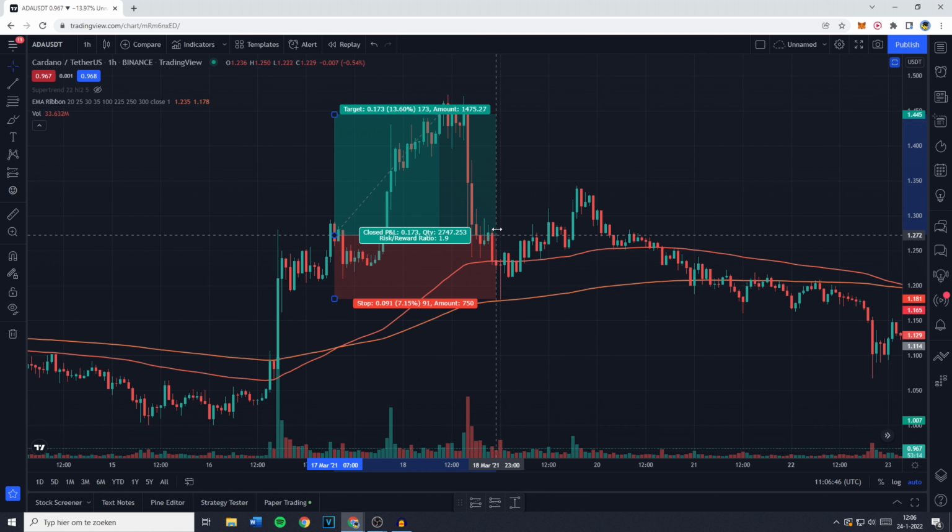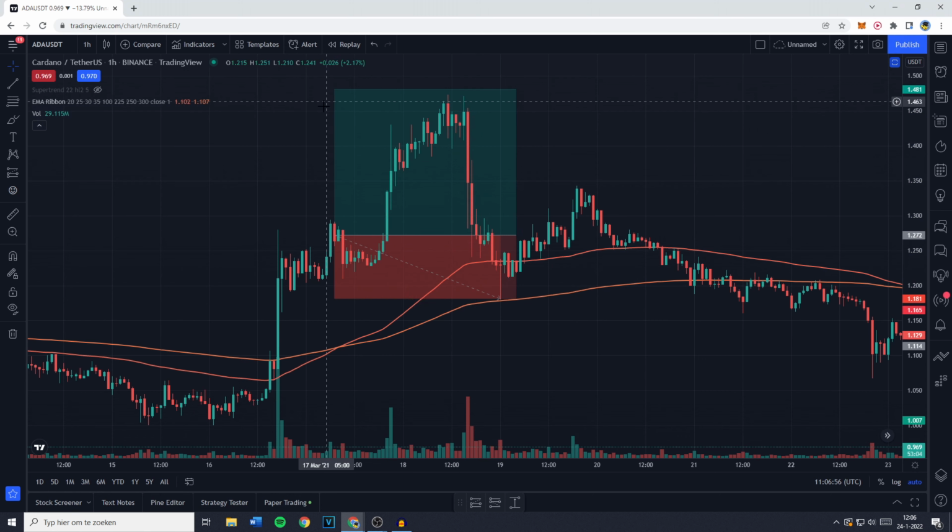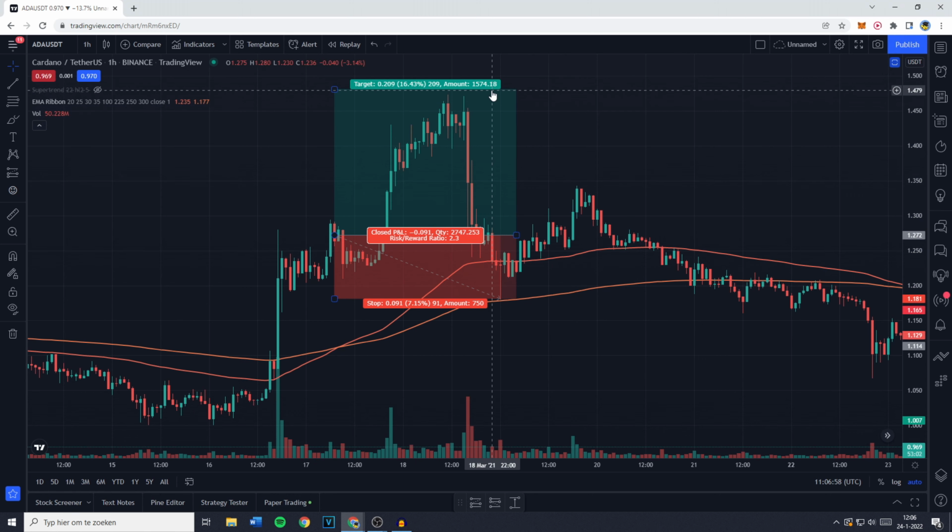And the reason I always recommend using a trailing stop loss is because if there's a dump like this, you don't want to lose all of your profit just because you had your take profit a little bit too high.